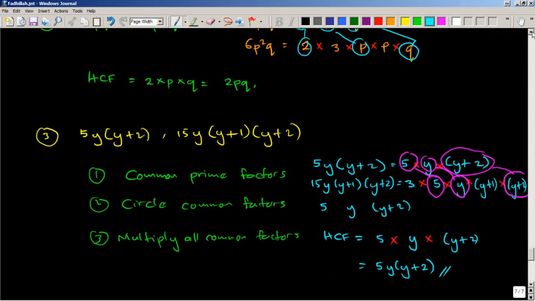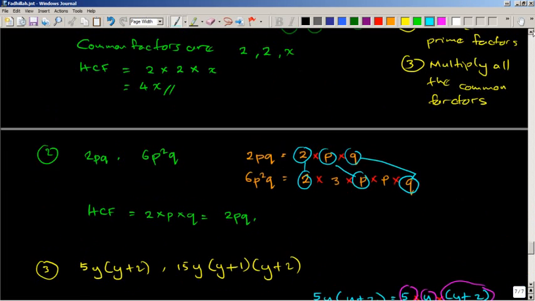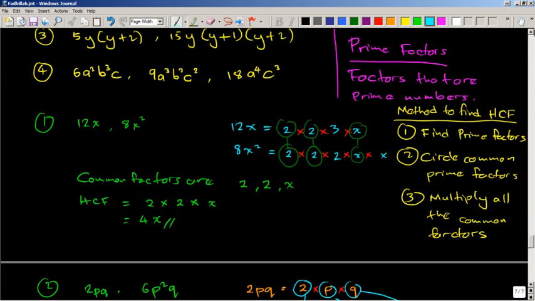Okay, something more complex. Question number 4. Ada 3 numbers. Try to find the highest common factor of the 3 numbers.